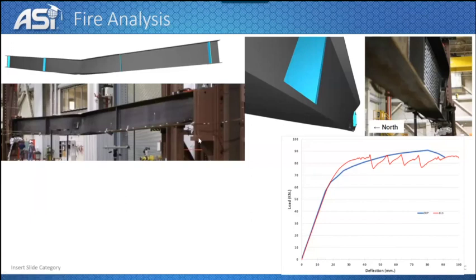Another verification example for the fire: this beam has been exposed to a fire underneath here, and then they loaded it with concentrated loads here, and we see here the lateral torsional buckling that happened to the beam when they applied the load, and this is a comparison between the experimental results and the ELS results.